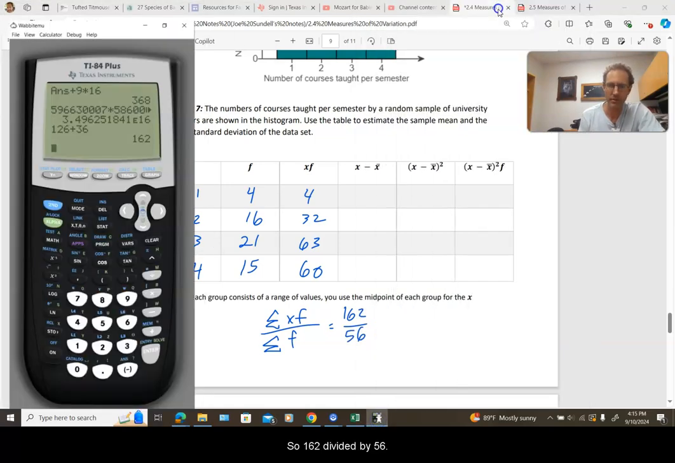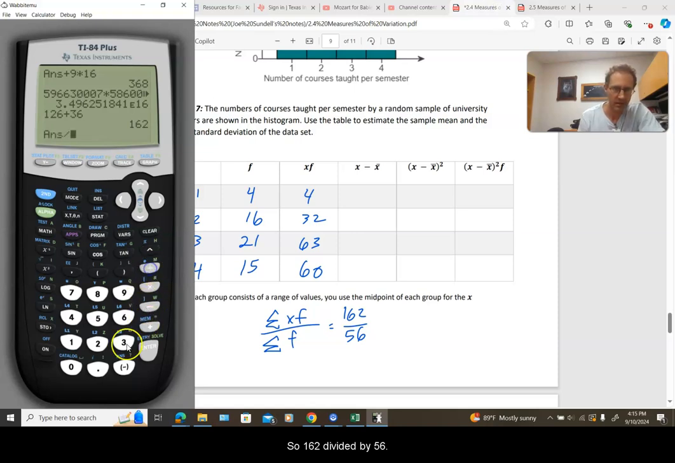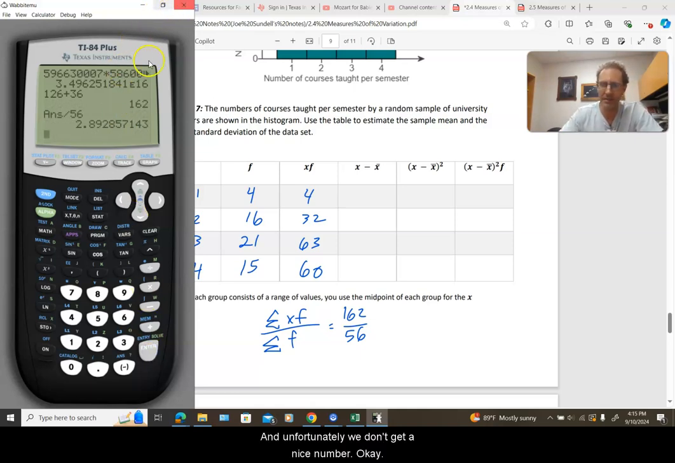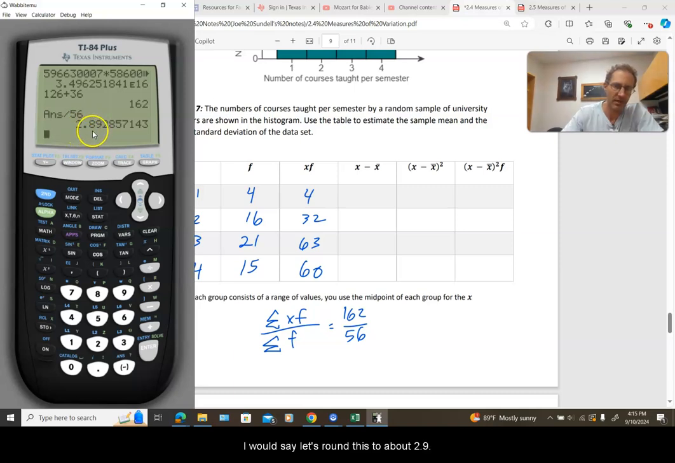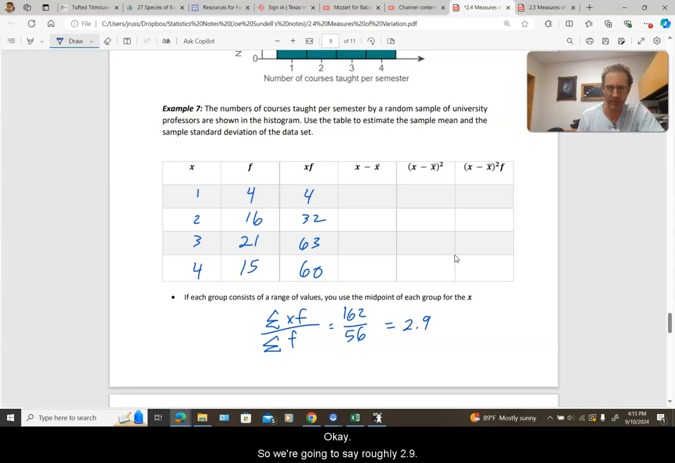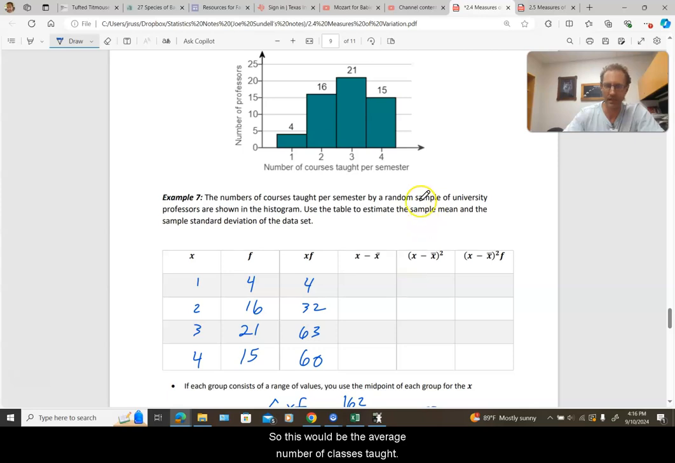So 162 divided by 56. And unfortunately, we don't get a nice number, okay? I would say, let's round this to about 2.9. Okay, so we're going to say roughly 2.9. In your homework, you're probably going to want to do it with a little bit more accuracy. In fact, I might make this 2.89. Okay. So this would be the average number of classes taught. So you can see that 2.89 would be about right here.